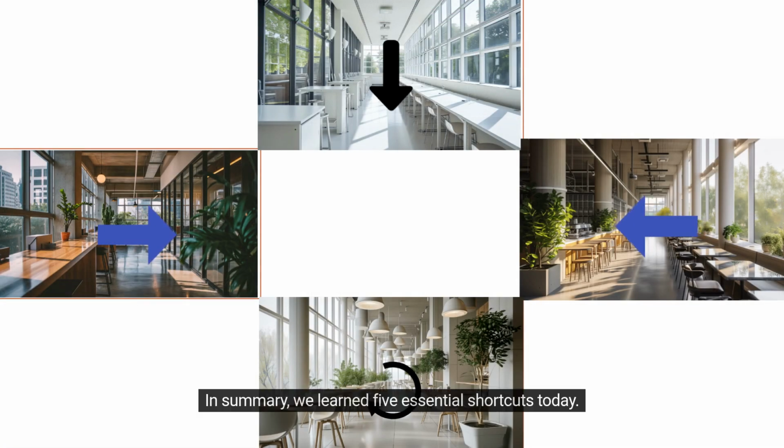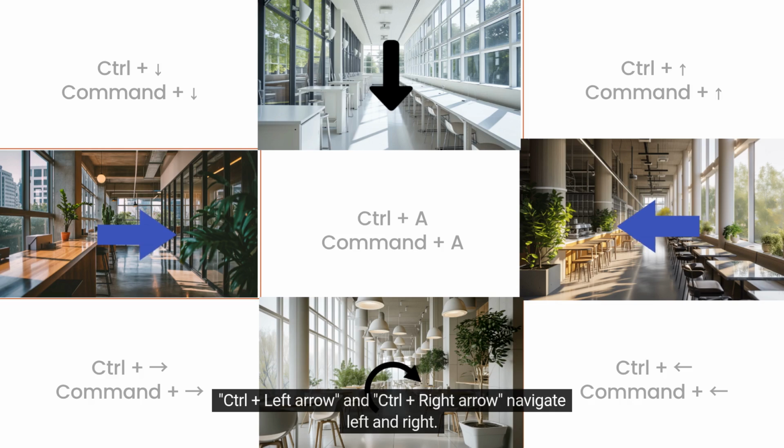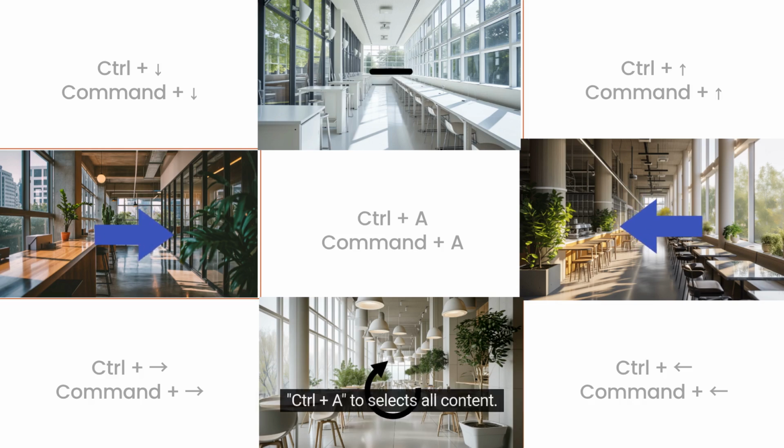In summary, we learned 5 essential shortcuts today. Jump to bottom and jump to top move swiftly. Ctrl plus left arrow and Ctrl plus right arrow navigate left and right. Ctrl plus A to select all content.